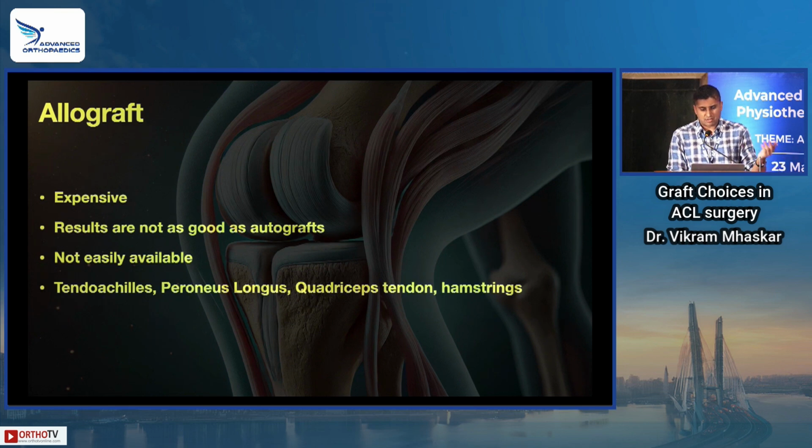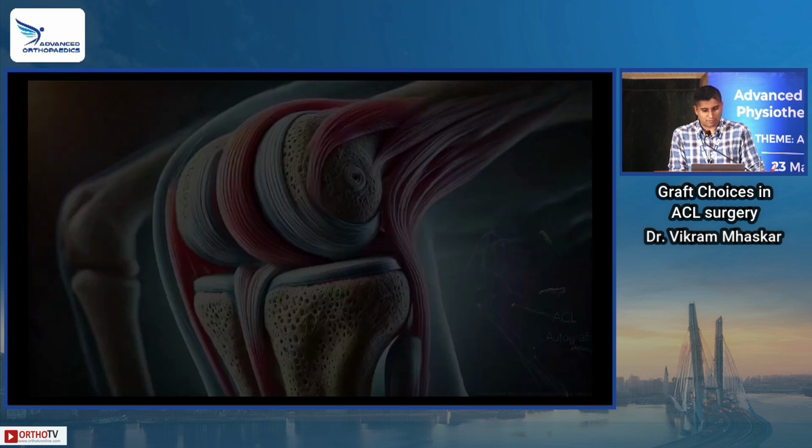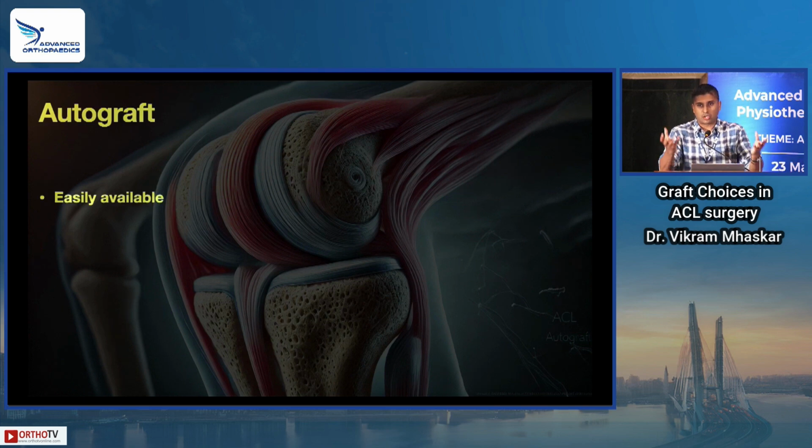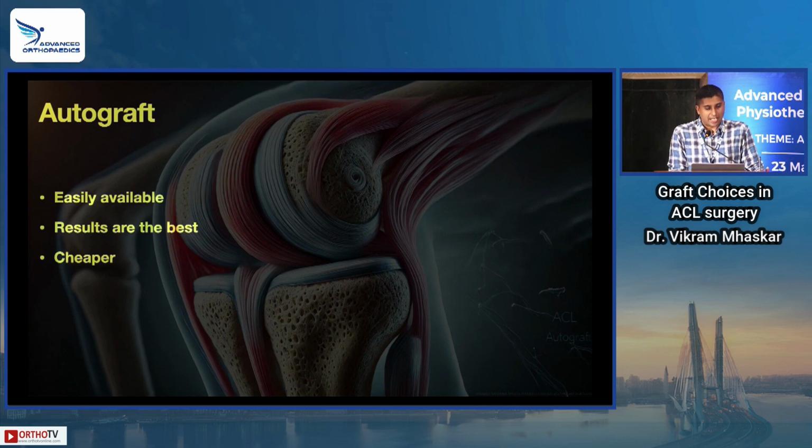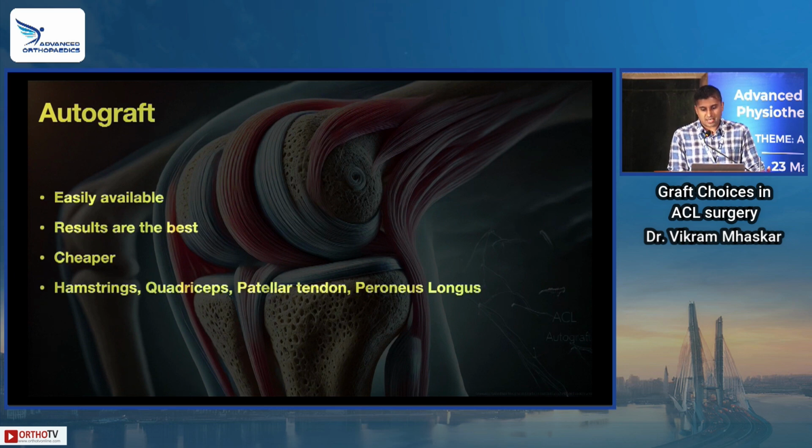You can have tendoachilles, you can have the peroneus longus, quads, hamstring, whatever. They can take it from any part of the body and make it into a graft for you. This is the autograft. This is what AI thinks about the autograft. These are easily available. This is what we normally use, graft taken from the body. The results are the best as of now because there's reasonable long-term follow-up with these kinds of grafts. They're cheaper because there's no extra money for the graft as such. I call them extra buttons in a shirt that God gives you. So you can use these buttons when one falls off, like the hamstring, quadriceps, patellar tendon, peroneus longus, etc.